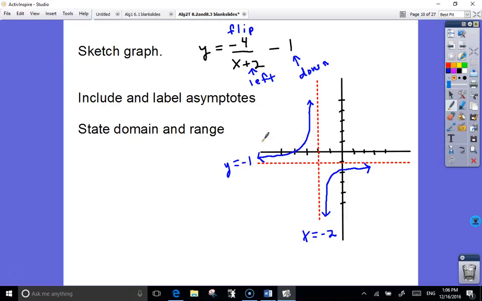Okay, what is the domain and the range? What is the one value of x this graph won't have? Negative 2. X does not equal negative 2. Range. Y does not equal negative 1. Okay, it'll have all the other values of x and y, but it won't have those two. That's it.